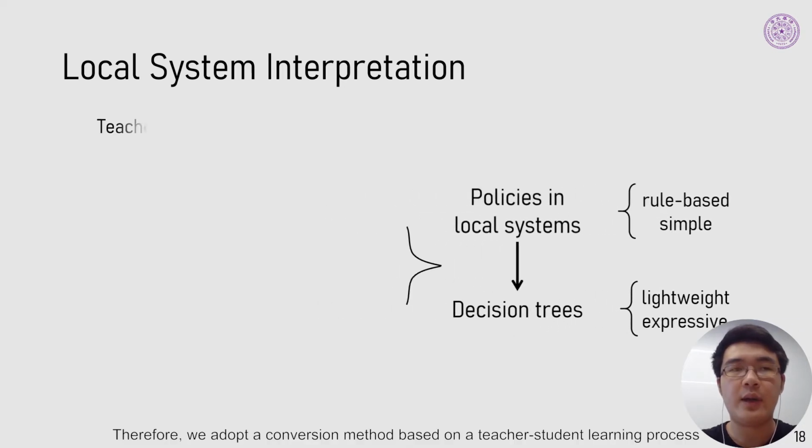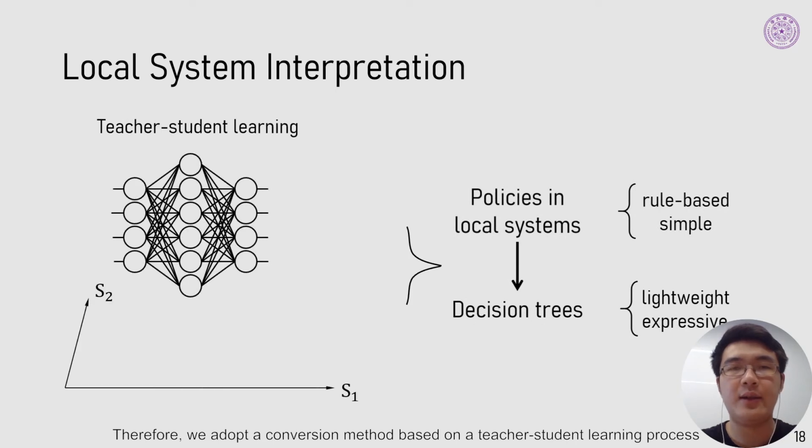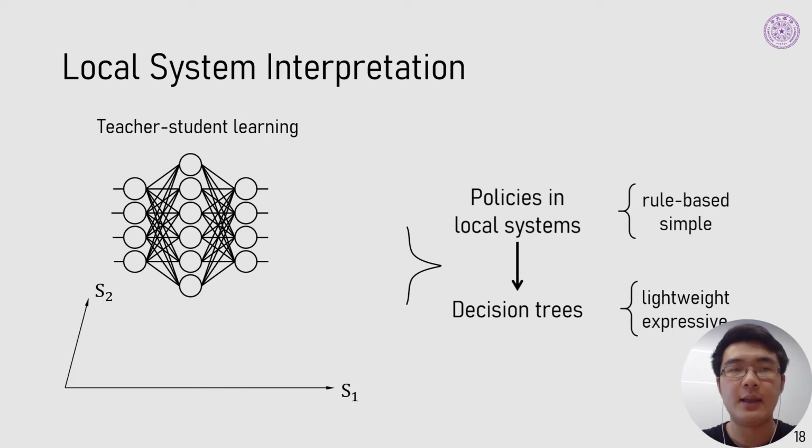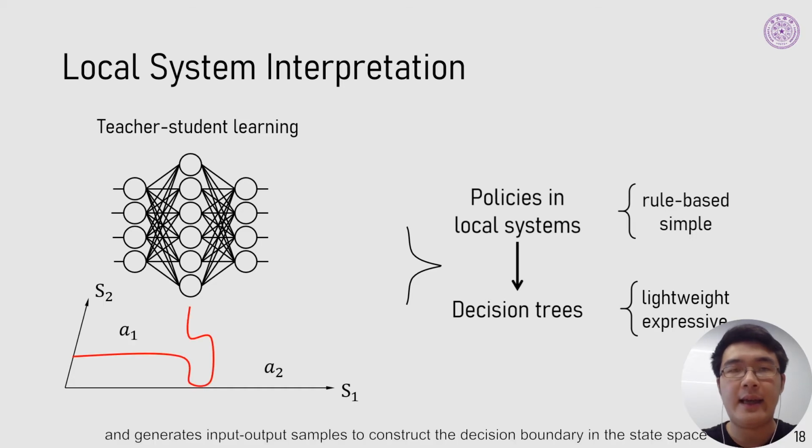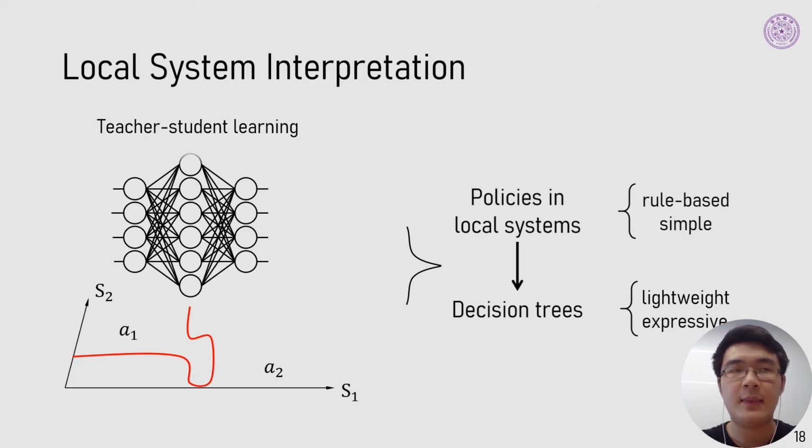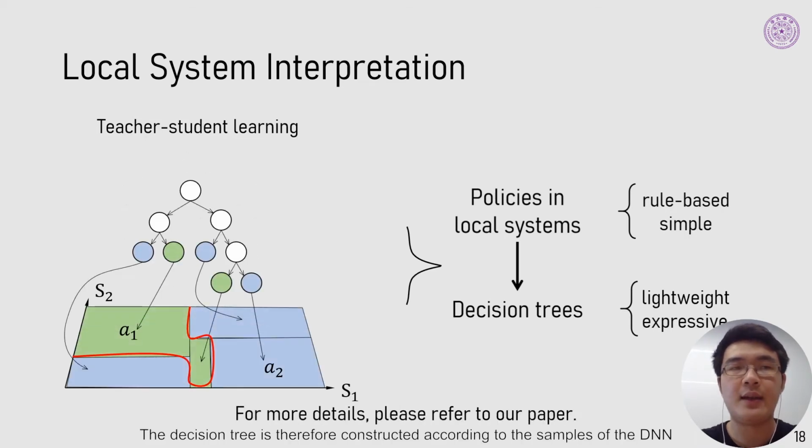Therefore, we adopt a conversion method based on a teacher-student learning process. Operators still need to train the DNN first. The high-level idea of the conversion is that the DNN acts as a teacher and generates input-output samples to construct the decision boundary in the state space. The decision tree is therefore constructed according to the samples of the DNN. For more algorithm details, please refer to our paper.